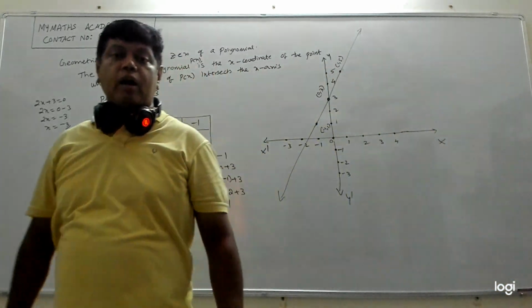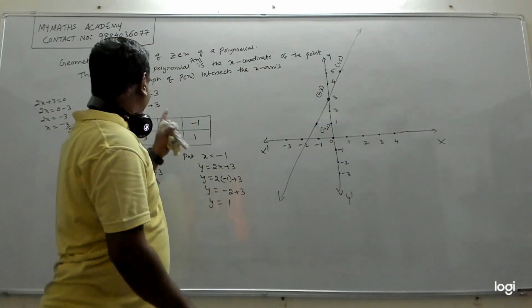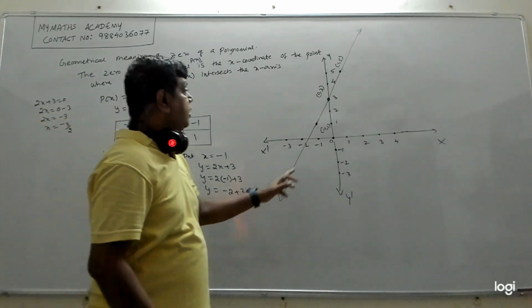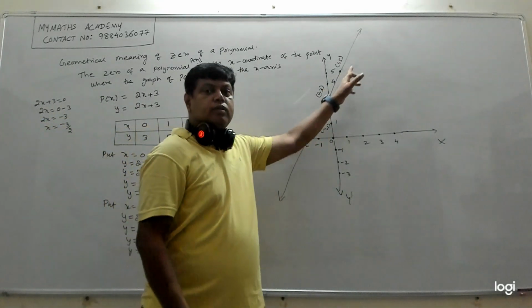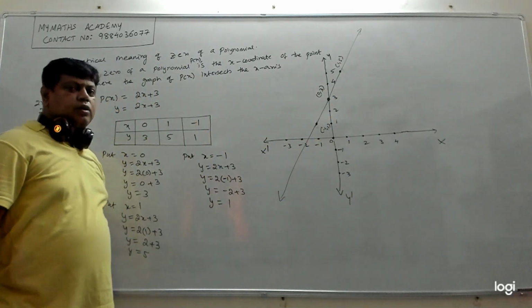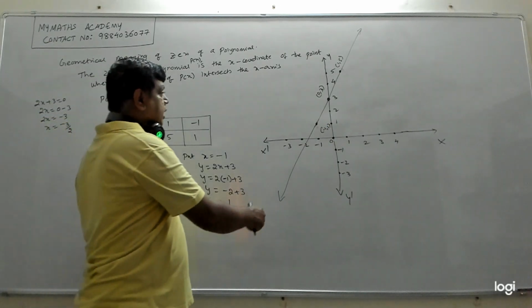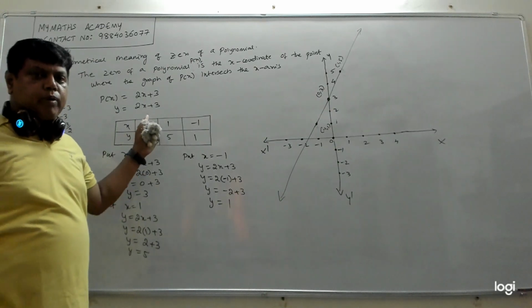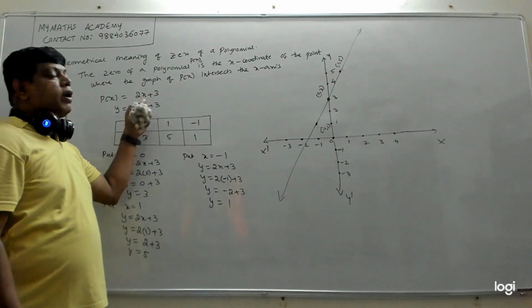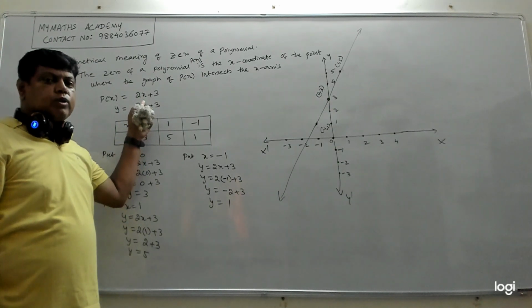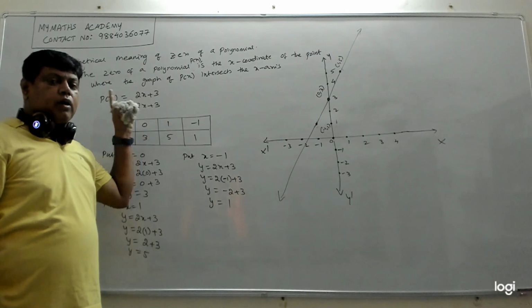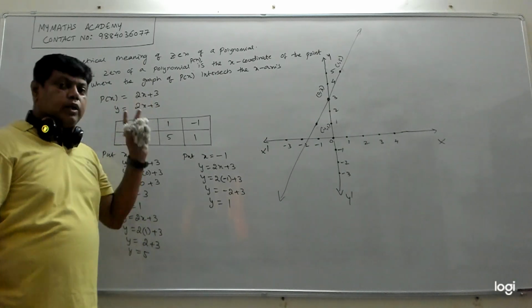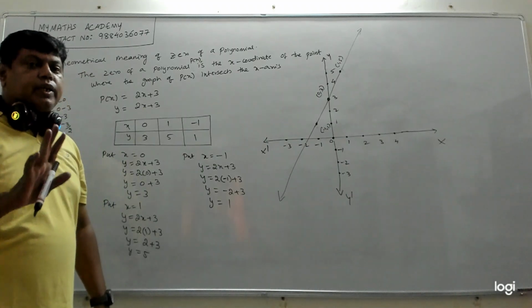Now we have drawn the graph for the polynomial p of x. This is the graph for p of x. So this is a graph for this polynomial 2x plus 3, and it is a linear polynomial because the degree is 1. The highest power of the variable is 1, so it's a linear polynomial. And if you draw the graph for a linear polynomial, you will always get a straight line.